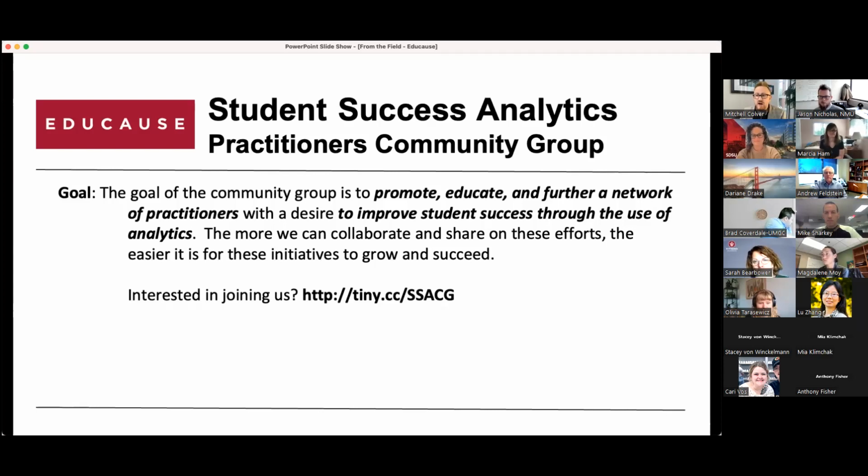If you are here because you're a member of this community group, then this slide isn't relevant to you. But we know that we're often joined by people who are not yet members of the community group. And the goal is to promote, educate, and further a network of practitioners who really care about student success analytics, and then to just improve our general success as practitioners. So there's a tiny URL there that you can follow, and that is active.